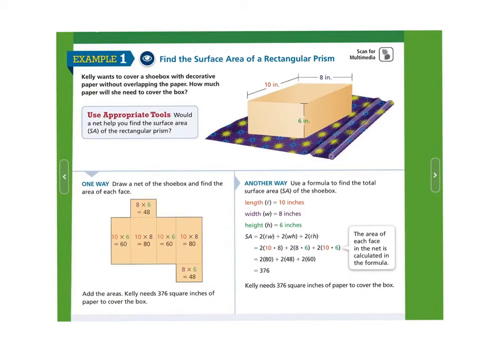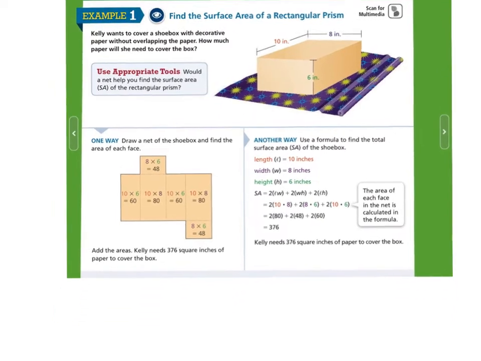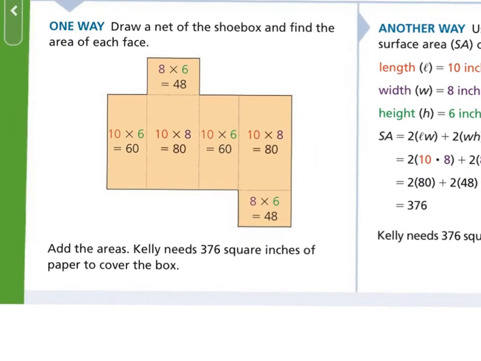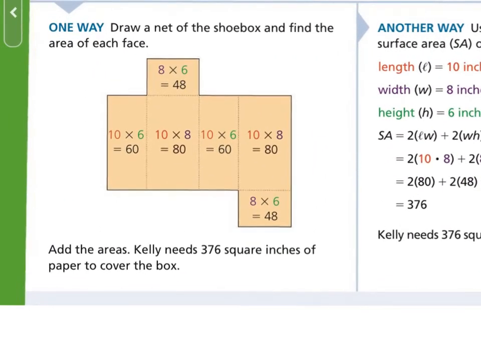So example 1, Kelly wants to cover a shoebox with decorative paper without overlapping the paper. How much paper will she need to cover the box? So what they did is they drew a net of this. They found the areas of each part, and then they added them together.